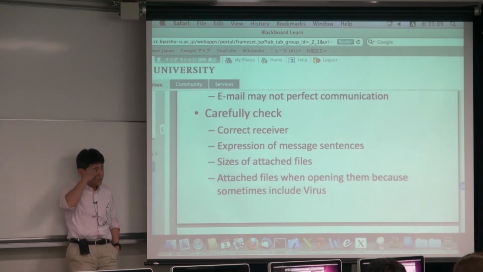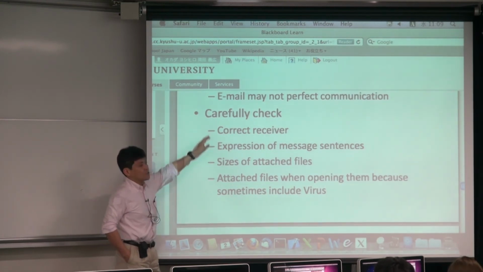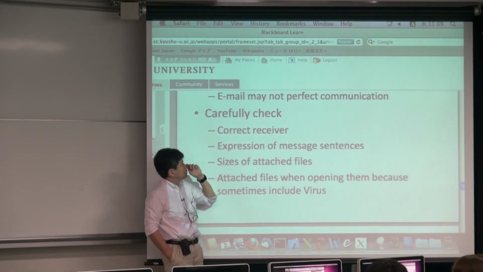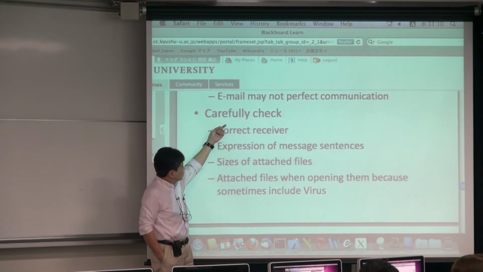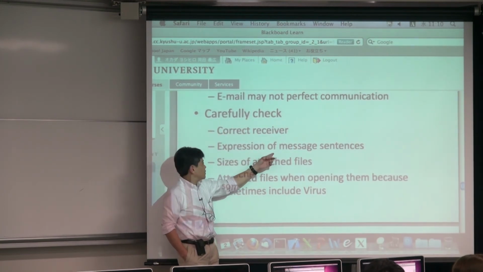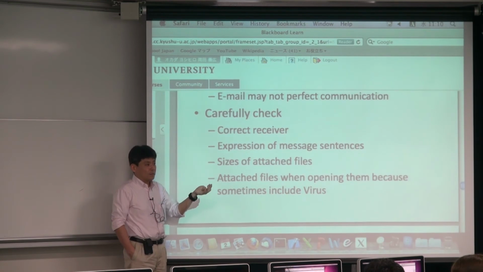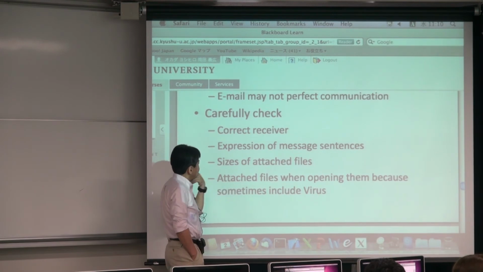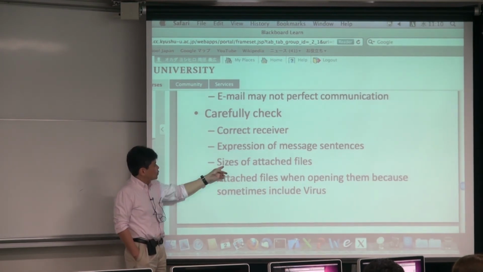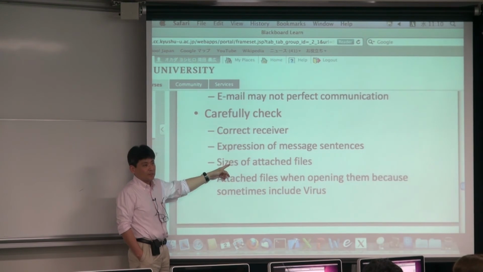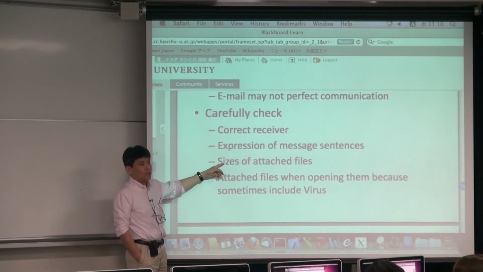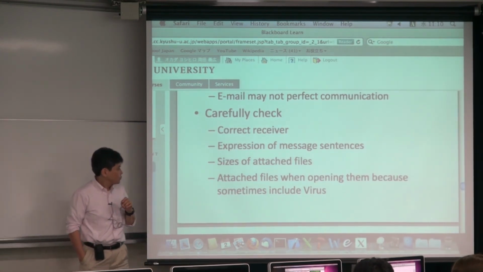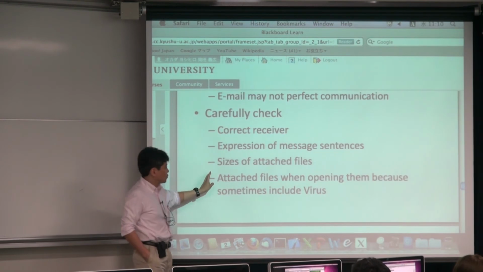Okay. So when sending your email, always carefully check these things. Whether the receiver is correct or not. Or the expression of the message, as I explained, frank or polite or impolite, formal or informal. This is also important: the size of the attached file. You should not attach a big file.